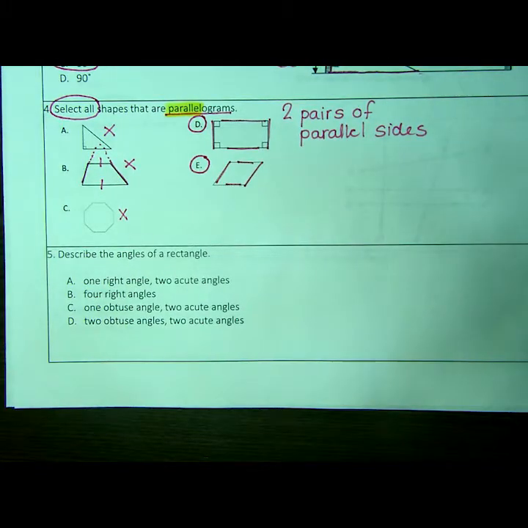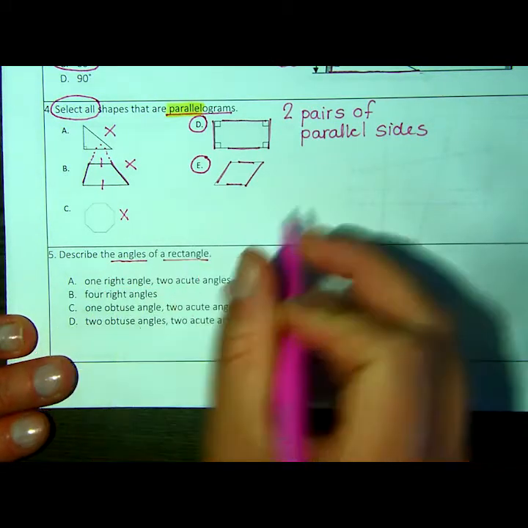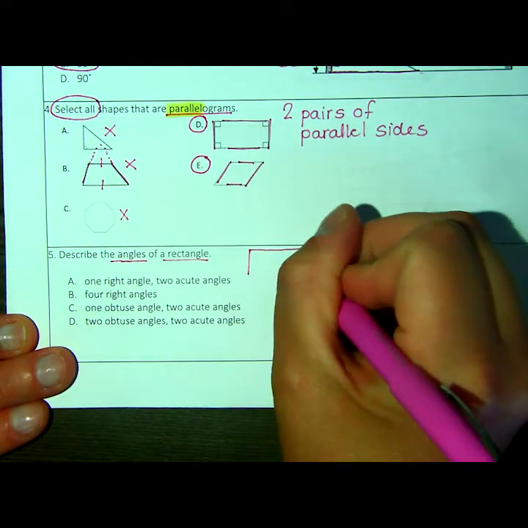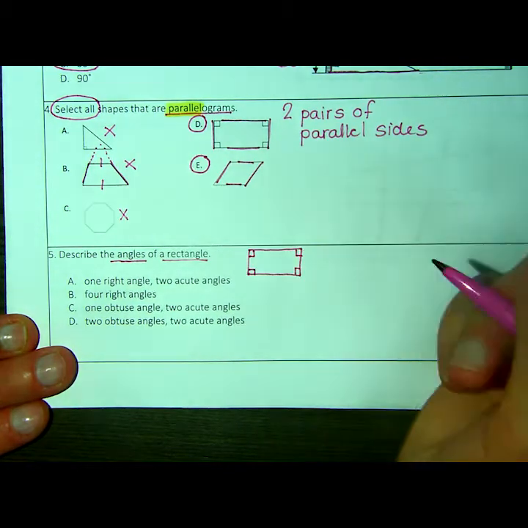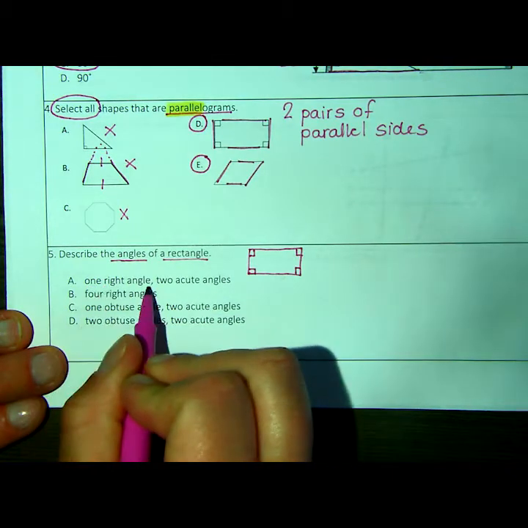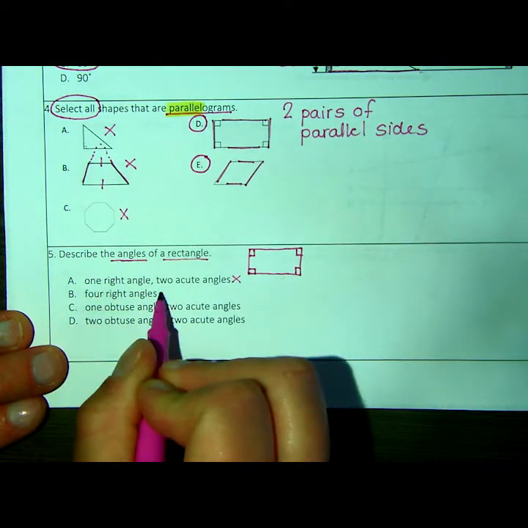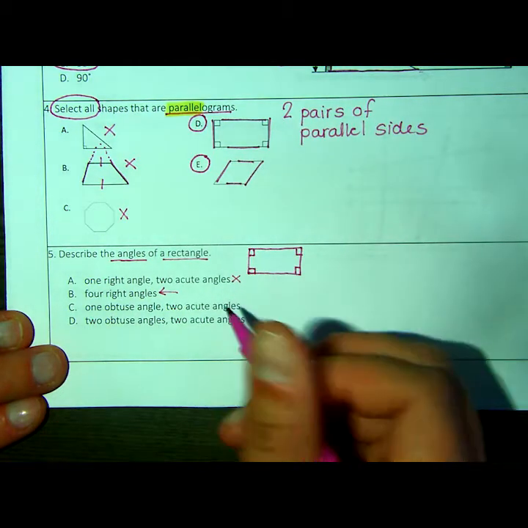Describe the angles of a rectangle. So just talking about the angles in a rectangle. Well, I can draw a rectangle, and I know that rectangles have 4 right angles. So let's see if that's one of my answer choices. 1 right, 2 acute, 4 right angles. There it is. 1 obtuse. There's no obtuse angles.